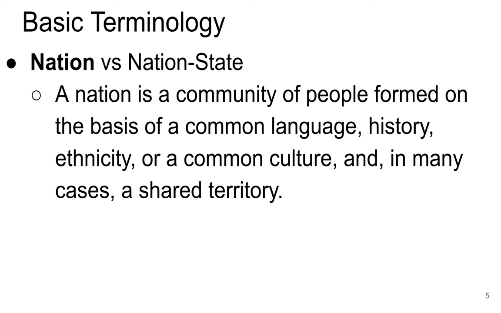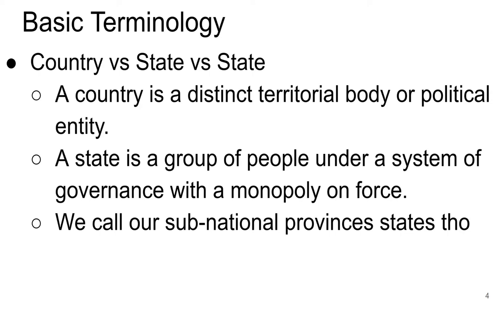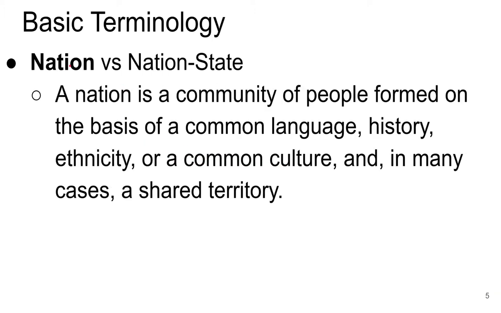So a nation, on the other hand, is a community of people formed on the basis of a common language, history, ethnicity, or a common culture, and in many cases, a shared territory. Now that last part, and in many cases a shared territory, is a very interesting idea. If you think about it for a minute, that means that you could have a nation without a state. So you could be a nation without having a country, and the Kurds are a really good example of that. We'll take a look at the Kurds later.